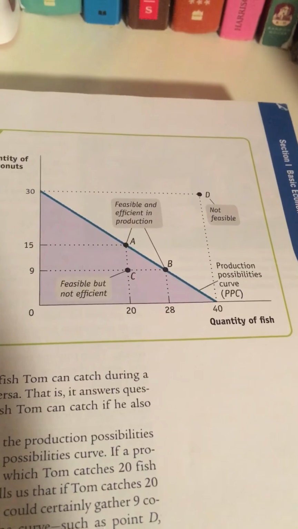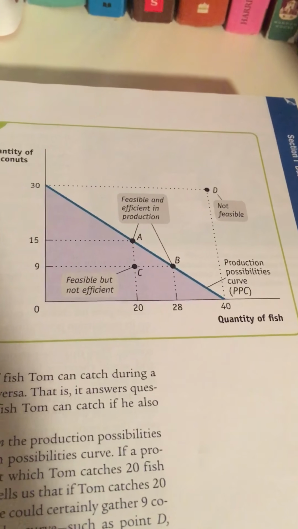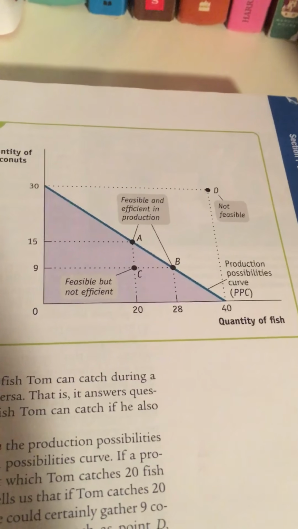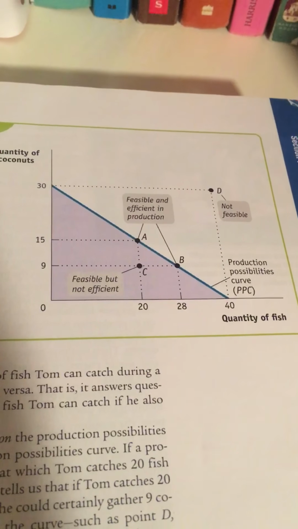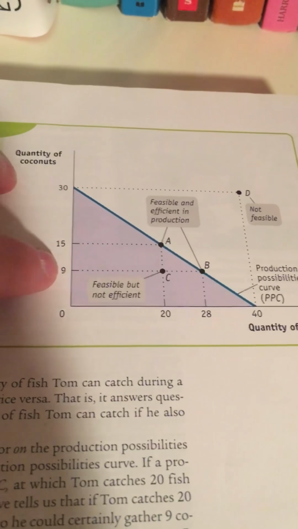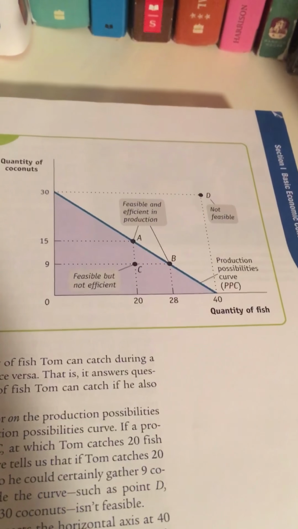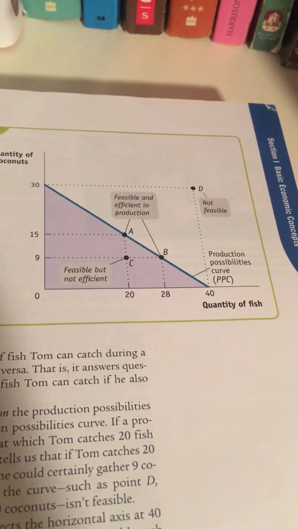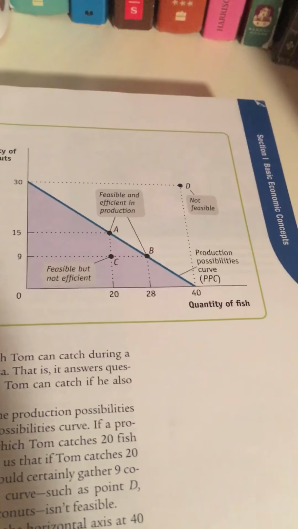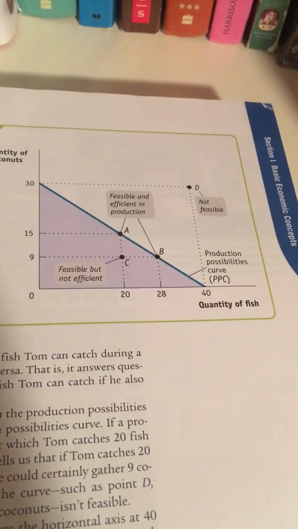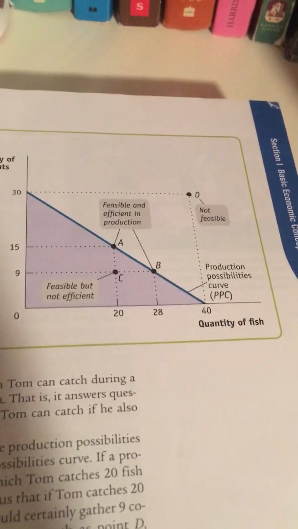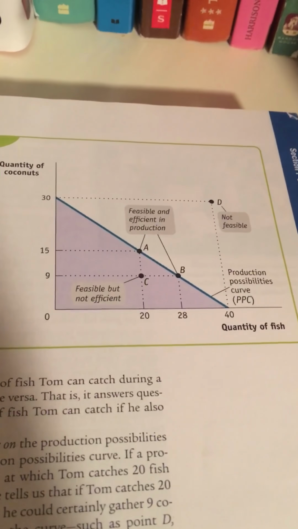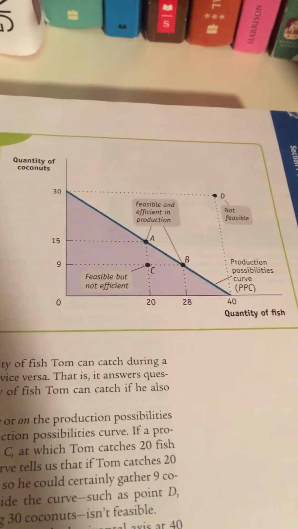Points A and B are efficient and are located right on the curve, where Tom gathers at point A 15 coconuts and 20 fish, and at point B Tom gathers 9 nuts and 28 fish. He's a great fisherman.